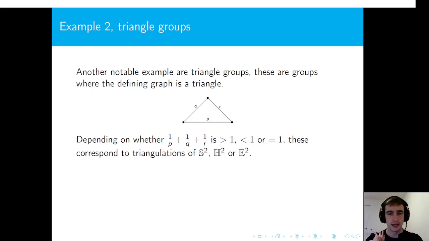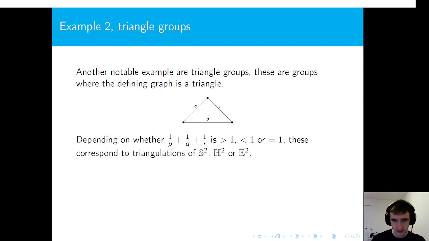And for me, the cool thing about these groups is that you have to add up the reciprocals of P, Q, and R. And when they are bigger than 1, smaller than 1, or equal to 1, this corresponds to triangulations of different spaces. So if you're bigger than 1, you obtain a triangulation of the sphere. If you're smaller than 1, you obtain a triangulation of the hyperbolic plane. And if you're equal to 1, you get a nice triangulation of the Euclidean plane.